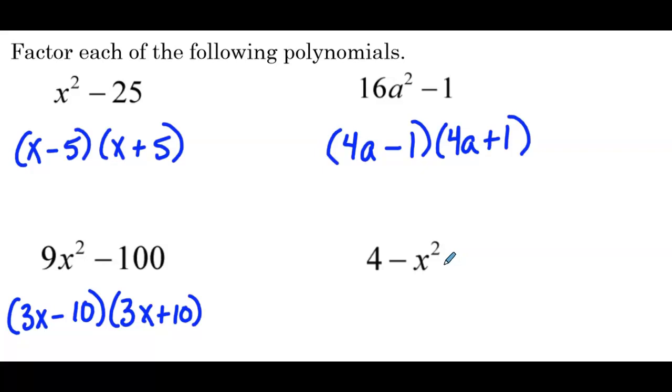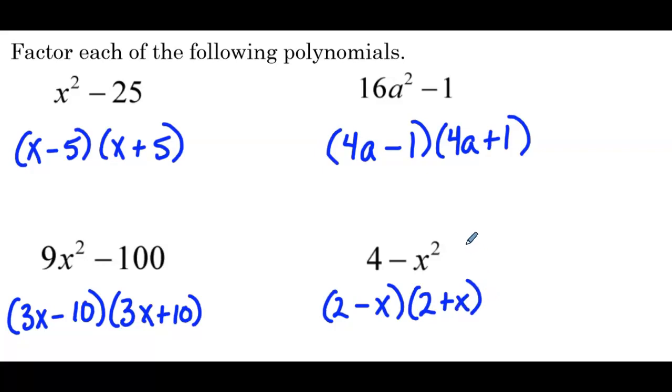4 minus x squared. So now notice the variables in the second term, but that shouldn't change our approach at all. So first factor, the square root of 4 is 2, minus the square root of x squared, which is x. And then the other factor is the conjugate, so 2 plus x.